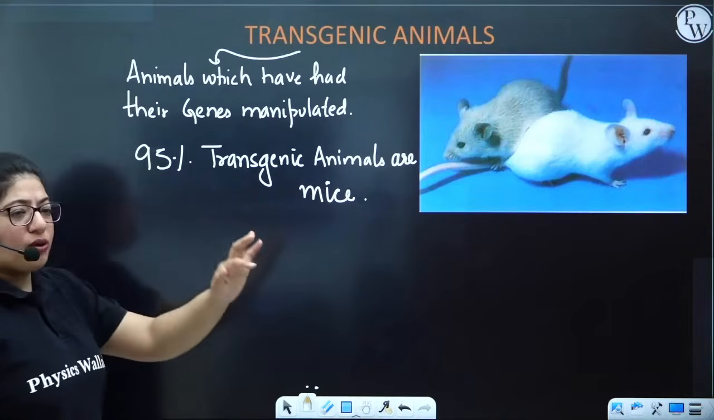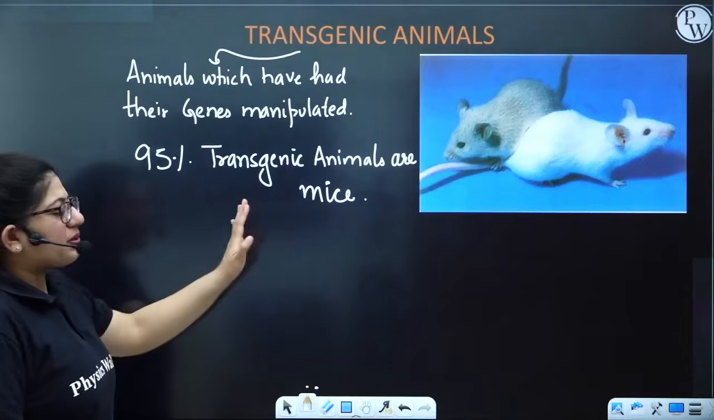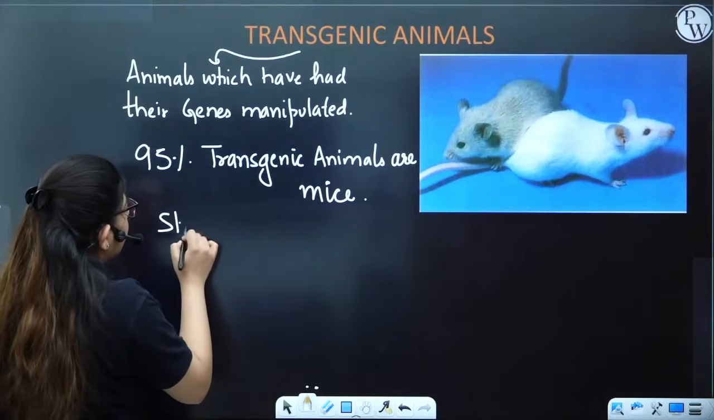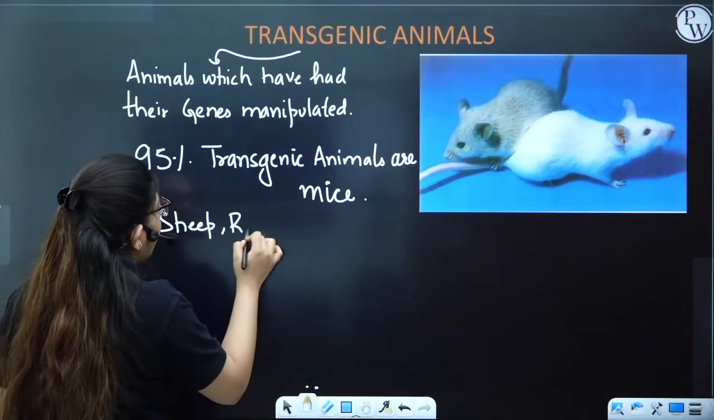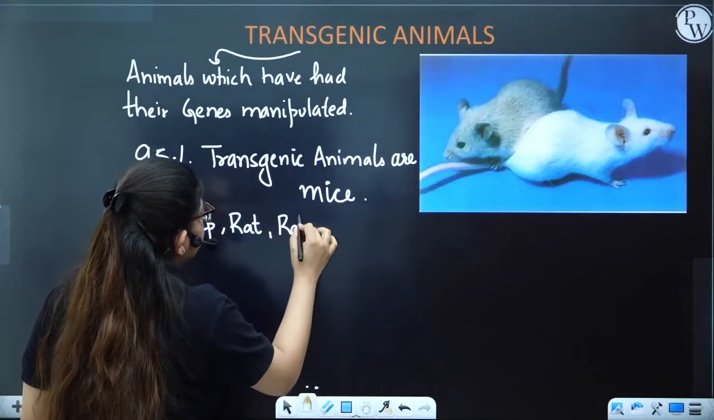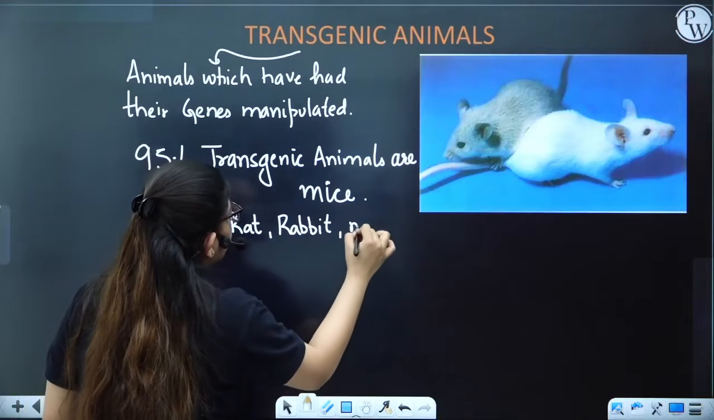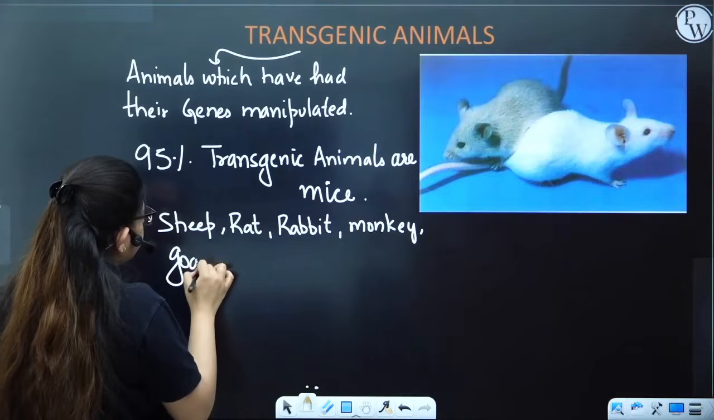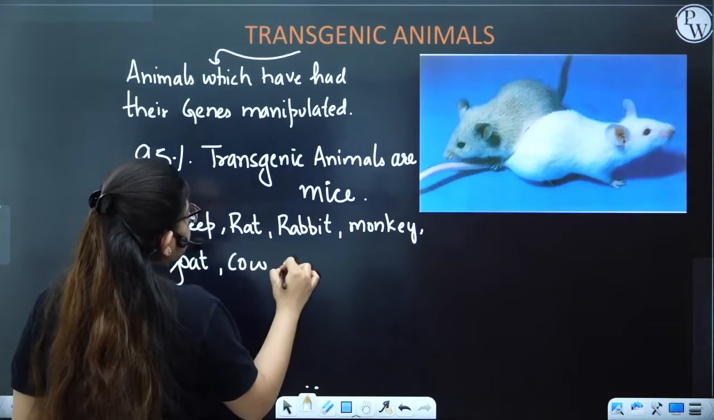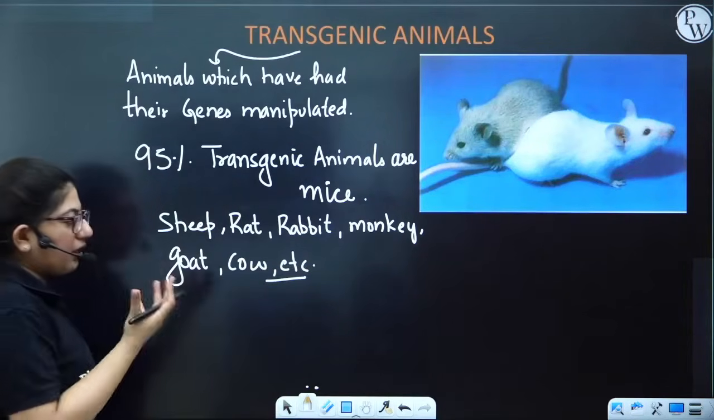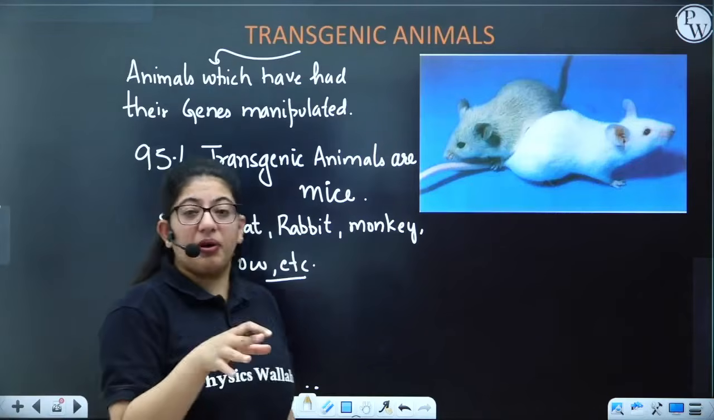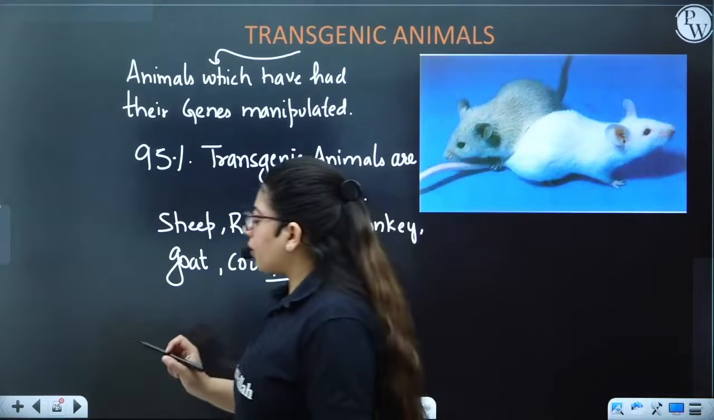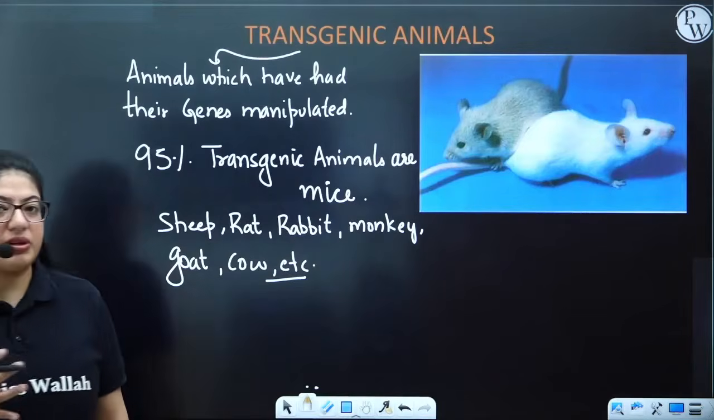So otherwise, out of all the animals, 95% are transgenic mice. But what are the others we have made? We have made transgenic sheep, rat, rabbit, monkey, goat, cow, etc. So we have also done it in other animals as well, but the maximum are mice. Again, why? Due to research.